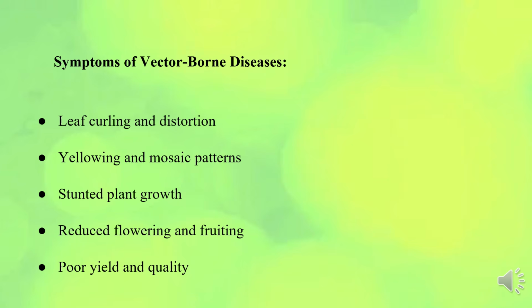Let us see the symptoms of vector-borne diseases. Leaf curling and distortion, yellowing and mosaic patterns, stunted plant growth, reduced flowering and fruiting, poor yield and quality.